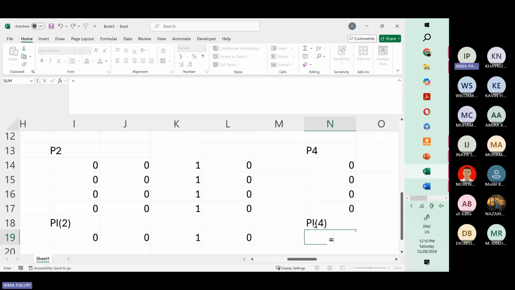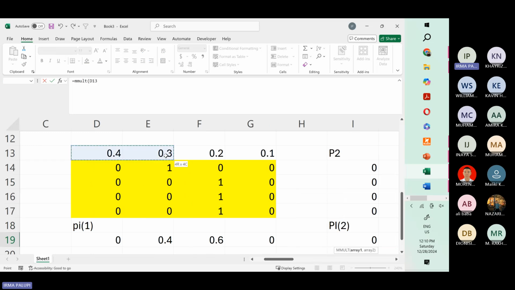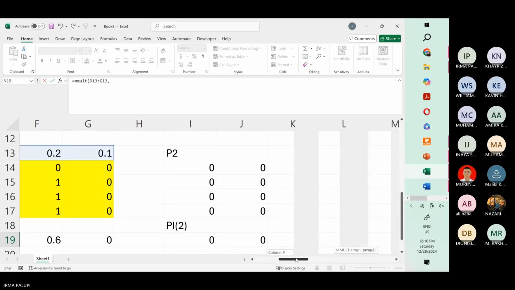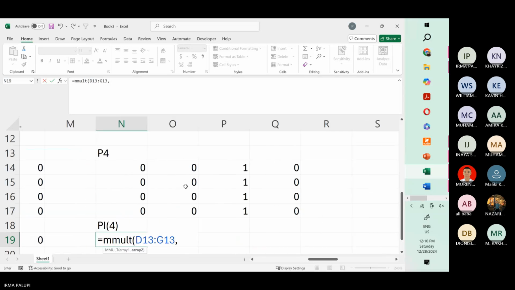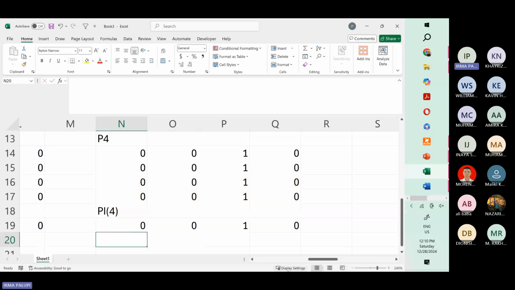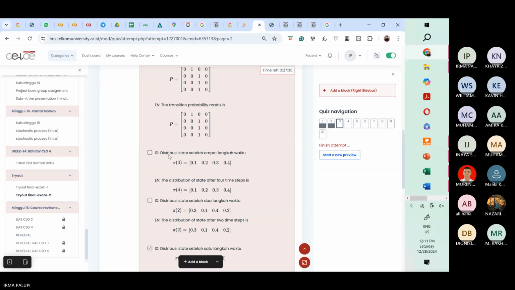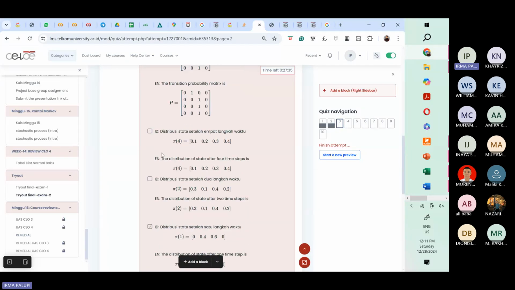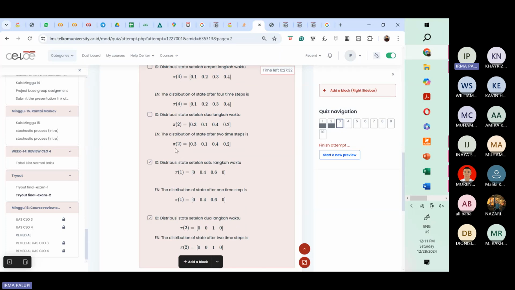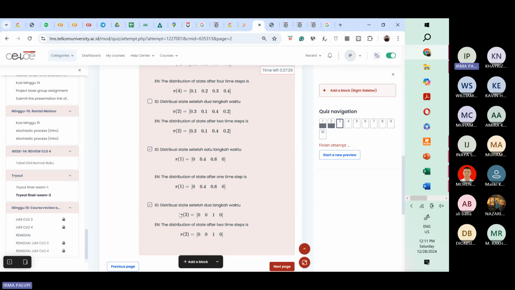So P4, it is the multiplication of the initial, comma, P4. Transition matrix after 4 steps. So this is the answer, 0, 0, 1, 0. Yeah, so this is wrong. This is correct. This is wrong. This is not correct. This is correct. This is correct.